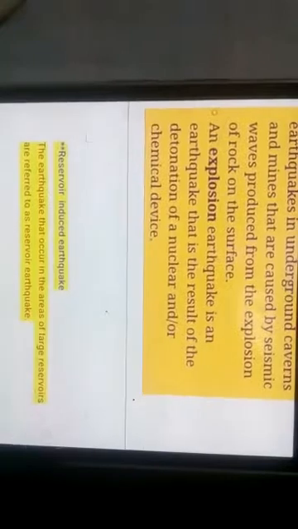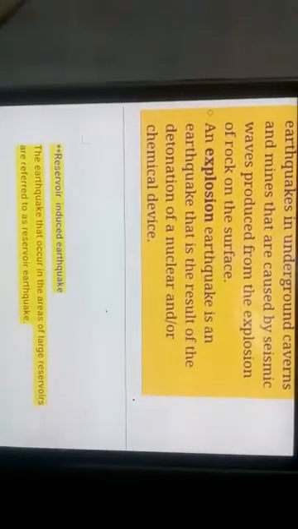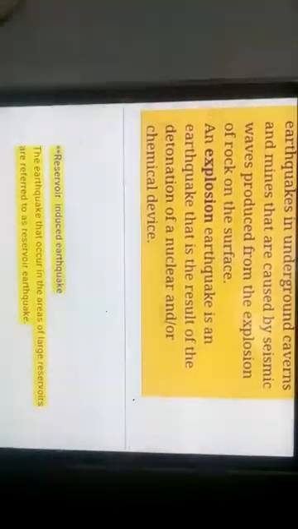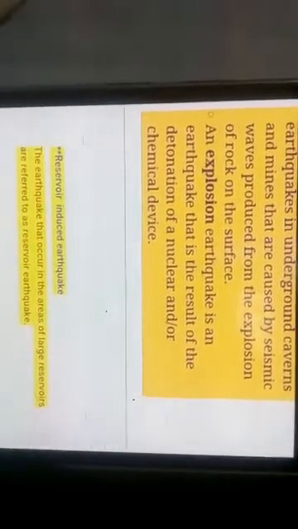Fourth one is the explosion. An explosion earthquake is an earthquake that is a result of the detonation of nuclear and chemical devices. When there is any kind of nuclear experiment, there is also a generation of energy, and when this energy reaches the different corners of the earth, there is a formation of an earthquake.